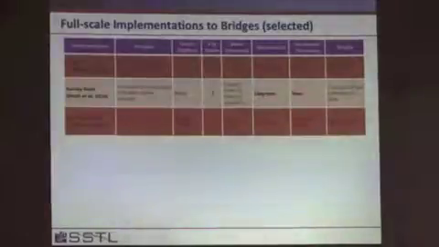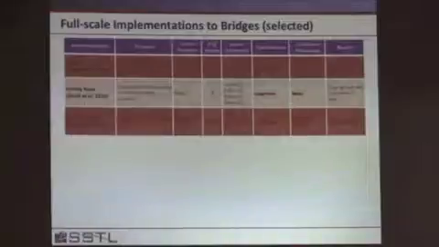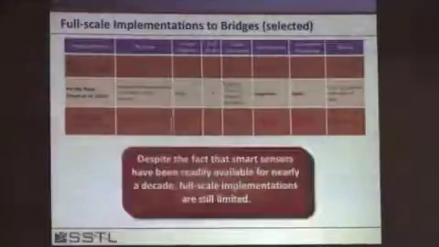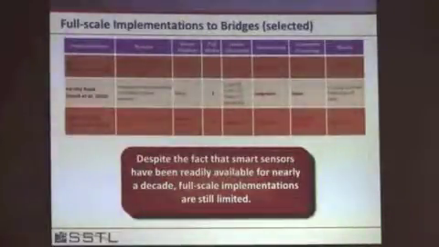In particular, Jerry Lynch has a nice deployment of 30 sensors on the new Cartines Bridge. It's a long-term deployment, and Jerry is one of the other leaders in the field of wireless sensor monitoring. But I'd like you to look at this.